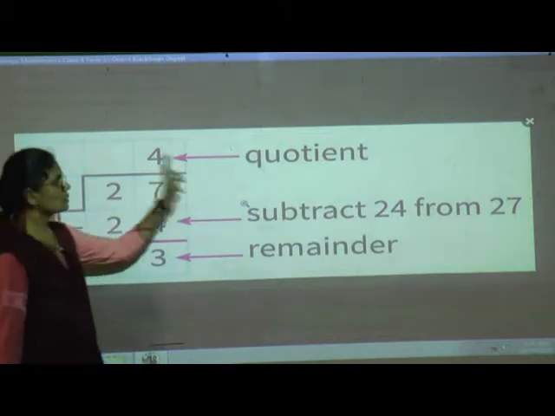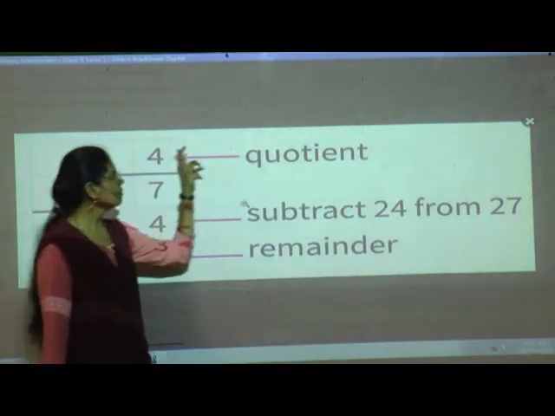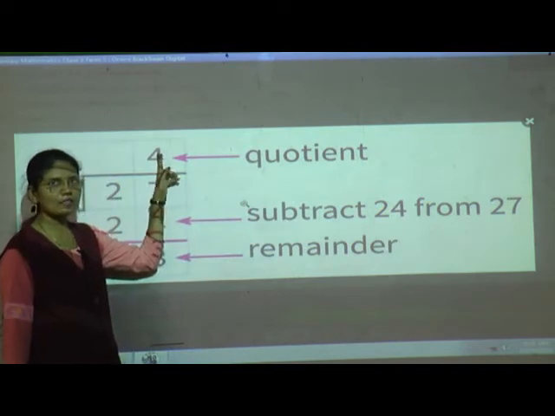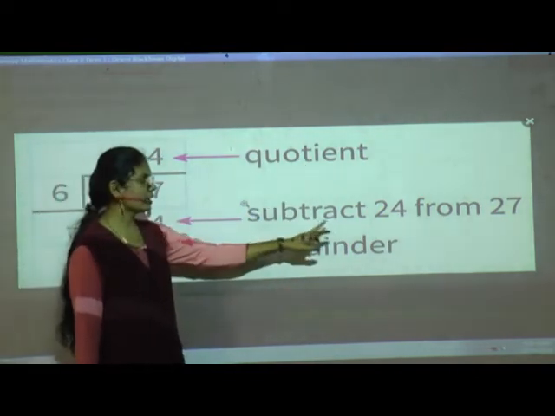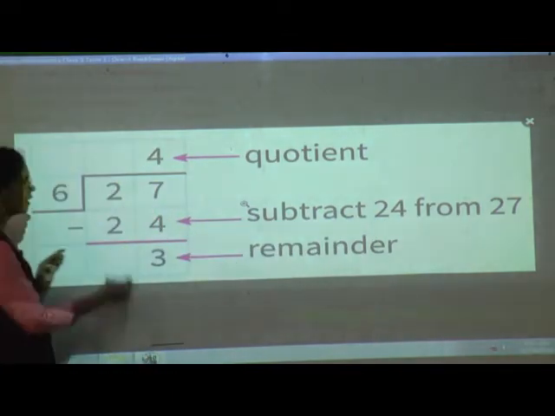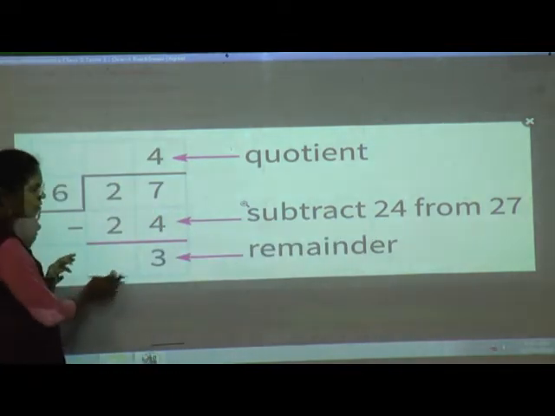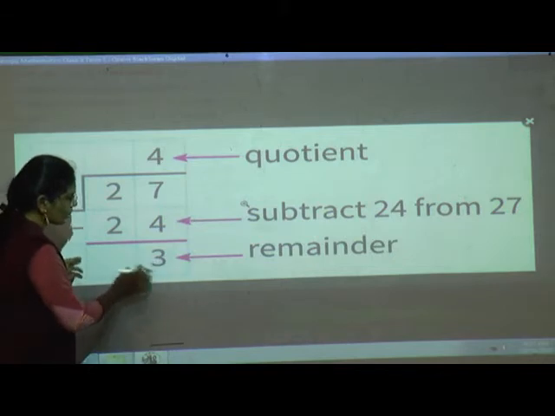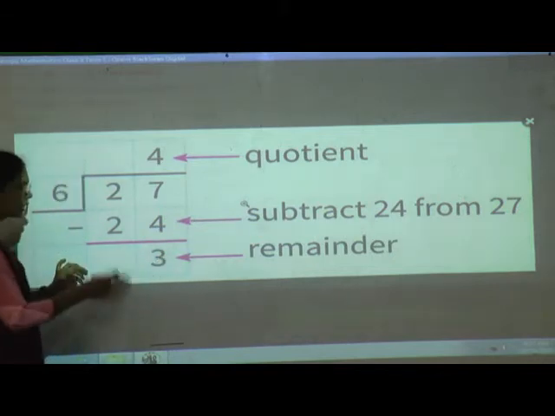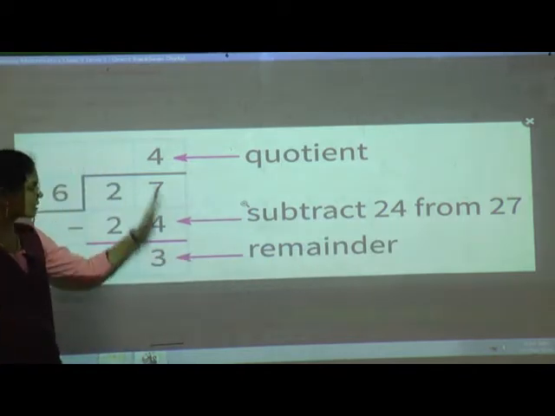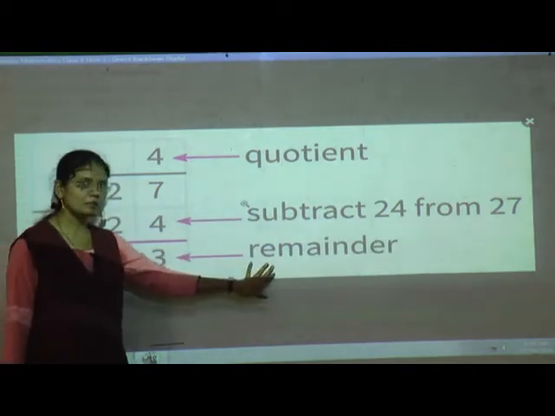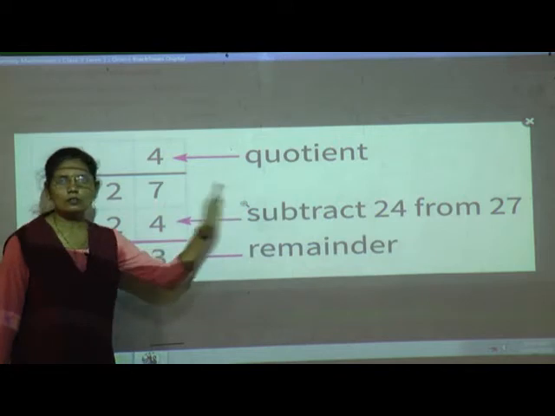So this 4 is called the quotient. Whatever answer we got, this is the answer. 4 is called the quotient. And subtract 24 from 27. We have done the subtraction. After subtraction, whatever number remains, that number is called the remainder. Now in this example, 3 is the remainder and 4 is the quotient.